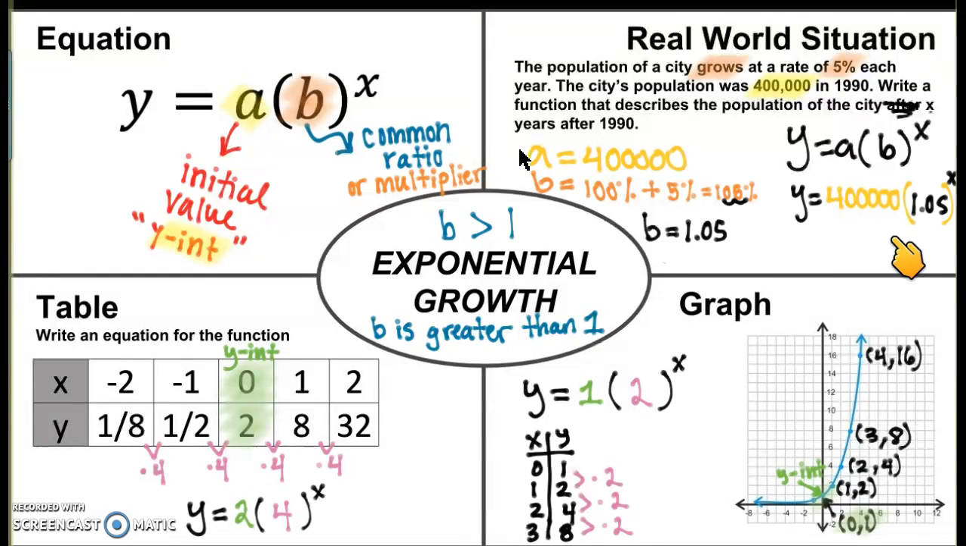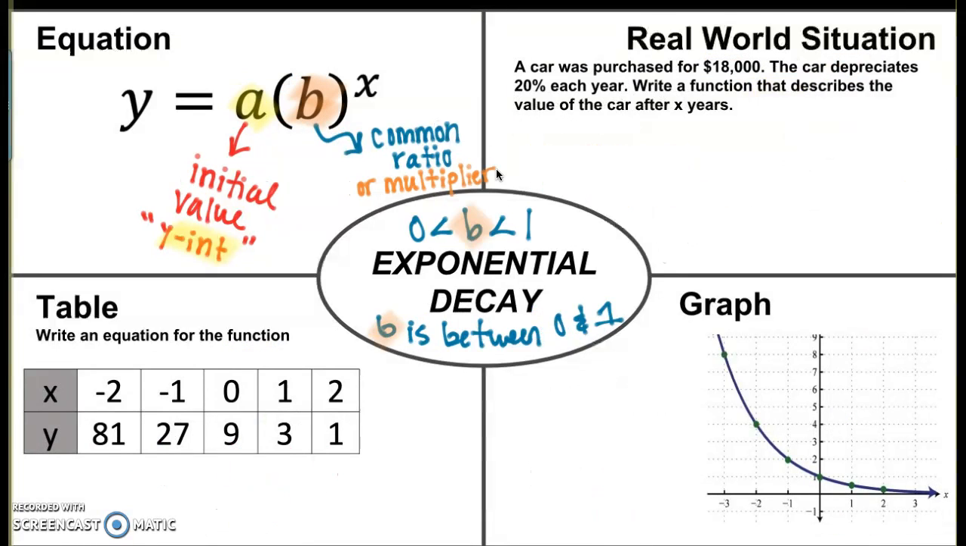And so we know that this is exponential growth because the value of B that we've gotten here is greater than 1. And so we can actually use this equation, this exponential function, to figure out what the population is going to be in 20 years and 30 years, what we're expecting it to be based on the information provided. Now let's look at our second problem, the second real-world situation.